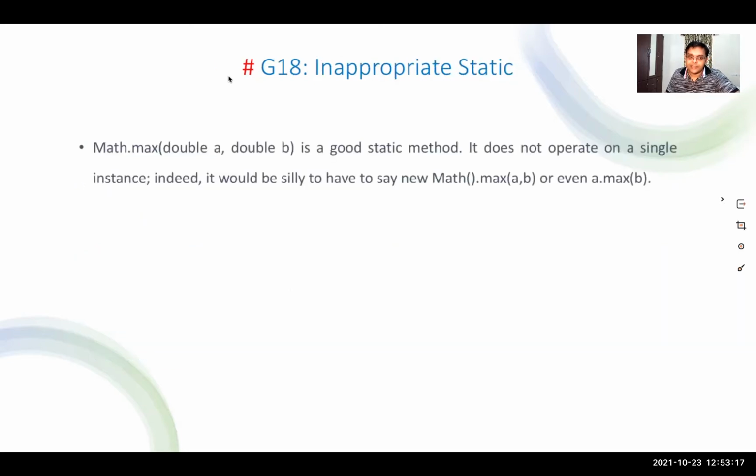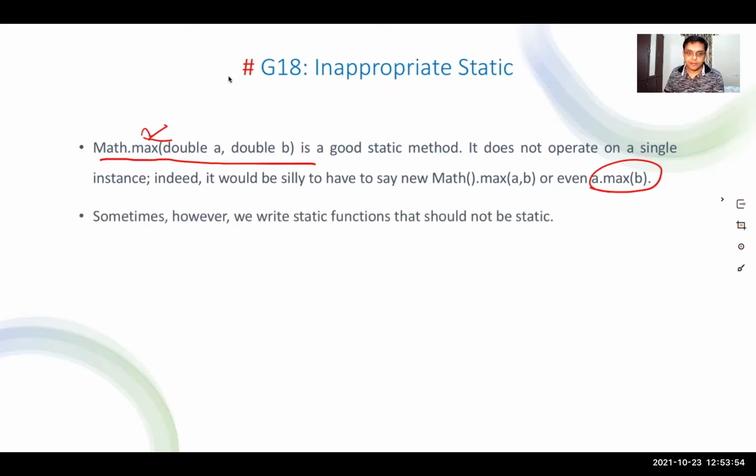Another thing is inappropriate static. So what is a static function? A static function is a class-level function. Max is a static method on the math class, so it's a good static method. It does not operate on a single instance. I want to find the maximum of two numbers, so there are always two variables, and I don't want to write a.max(b) like that. So this is a good example of a static one.